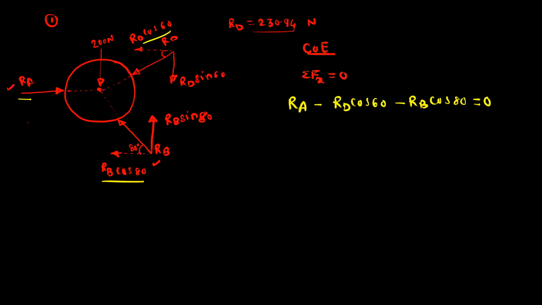Okay. So in this equation, only the RD value is known. So we can write this equation as RA minus RB cos 80 is equal to RD cos 60. So RD value is 230. So you can put this value and get this value. So you can call this equation 1: RA minus RB cos 80 is equal to 115.47.